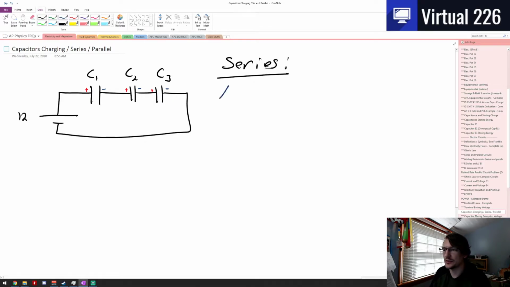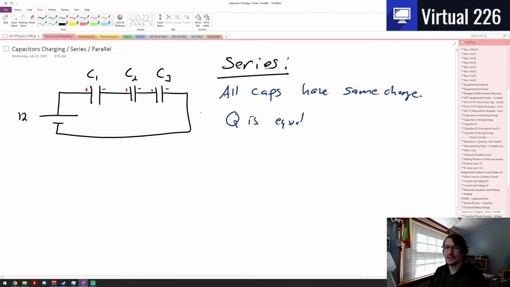So in series, all of the capacitors, all the caps, have the same charge. Okay? And by same charge, we mean Q is equal. Now, because of this, if the Q value is equal, and if we take a look at this equation, Q equals CV, this is our capacitor equation. If all the Q values are equal, then the capacitance determines what the voltage drop is across each capacitor.